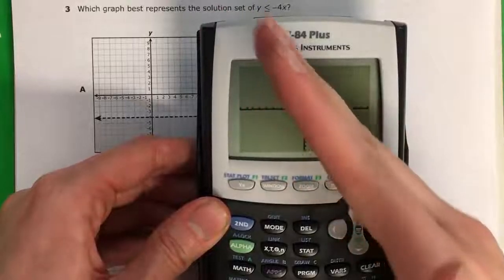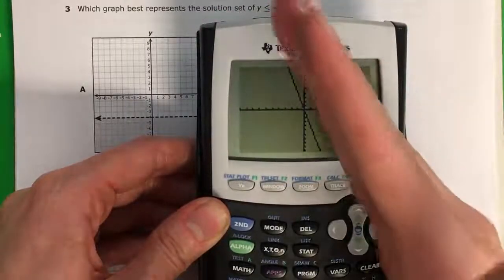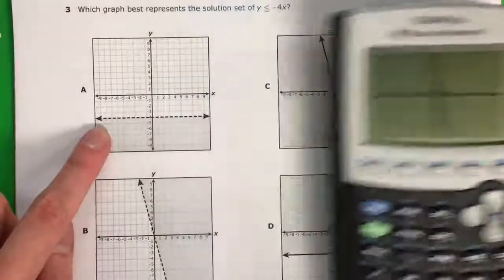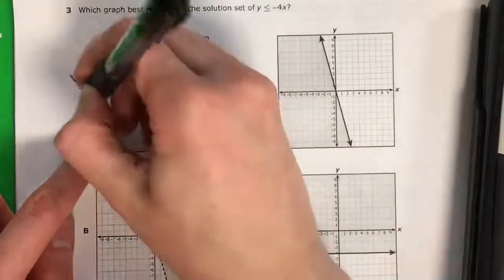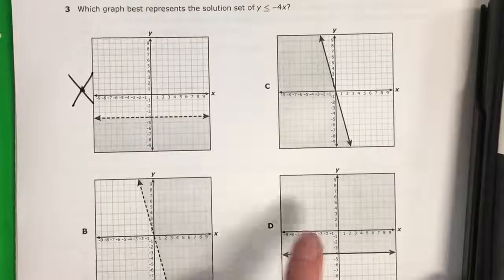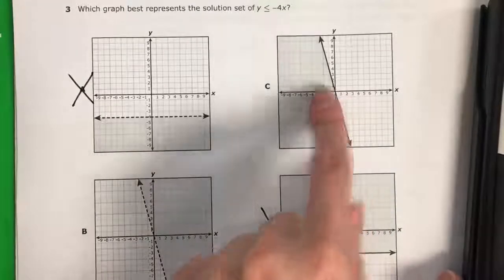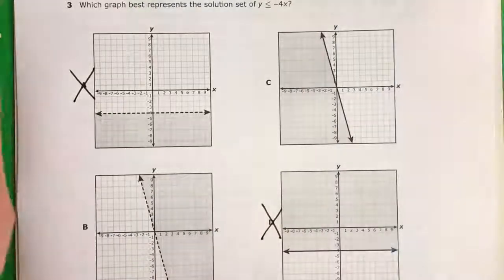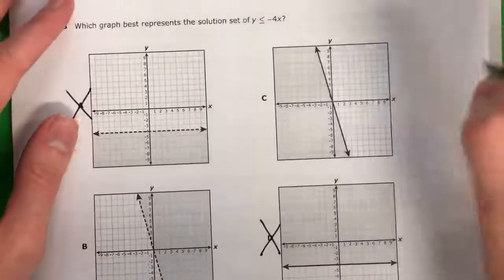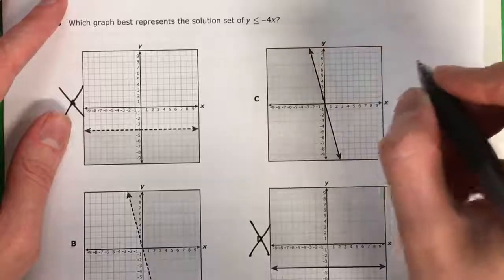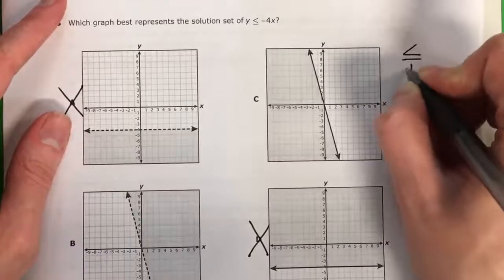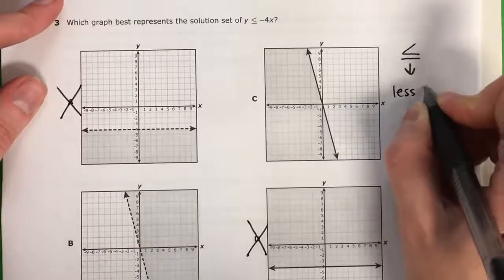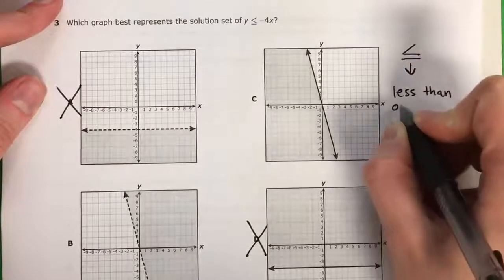So it looks like the graph is kind of going down like this. Okay, so that does not look the same. So that one is wrong. And that one does not look the same. So I have two that look in the same general shape here. Okay, now we have a less than or equal to.